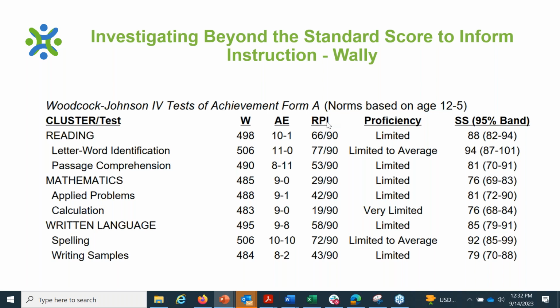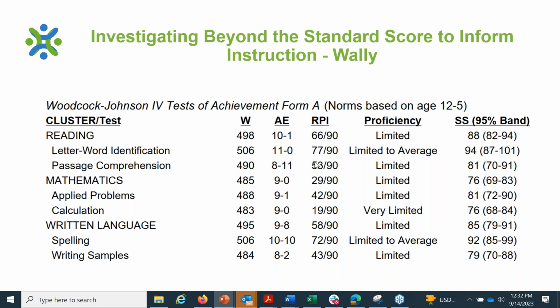And I was so happy to see that many of you put in the chat that you utilize the RPI. And this RPI is a criterion referenced score. And it's used to indicate proficiency and functioning of the student on that particular skill. So if you look at, let's take passage comprehension. Passage comprehension, the student scored a standard score of 81. But if we look at their actual proficiency on those tasks associated with passage comprehension, the student obtained a 53 over 90.